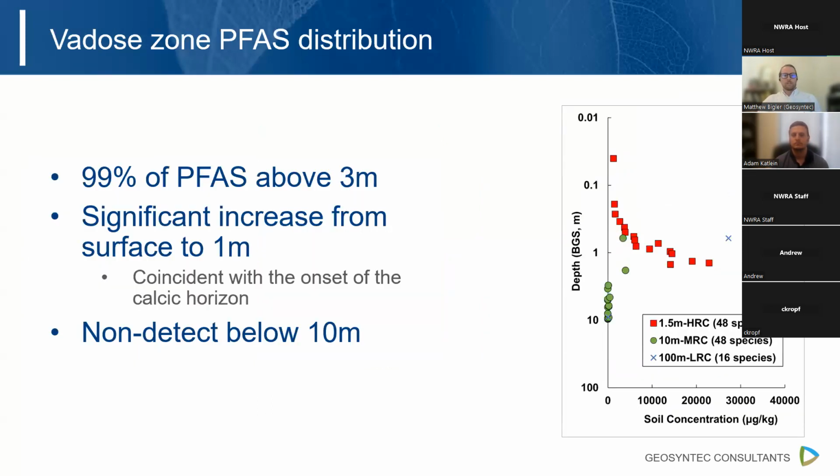So what we first learned is that 99% of the PFAS was contained above 3 meters, which is given here. Because of the large depth, we had to provide it in a log axis. But you can see that we have a significant increase in our PFAS concentration, coincident with this 1 meter mark. And that's actually coincident with the onset of this calcic horizon. Below this, below 10 meters, we actually didn't see any PFAS. So all of our PFAS is primarily contained within this upper 10 meters of our soil, which is really interesting.